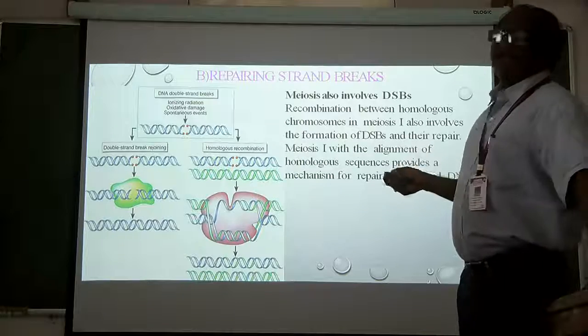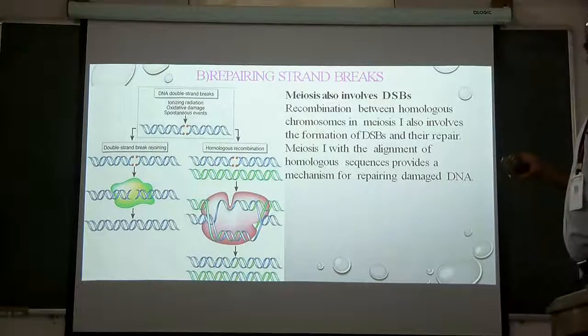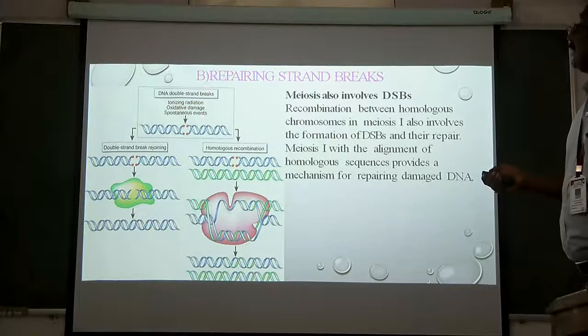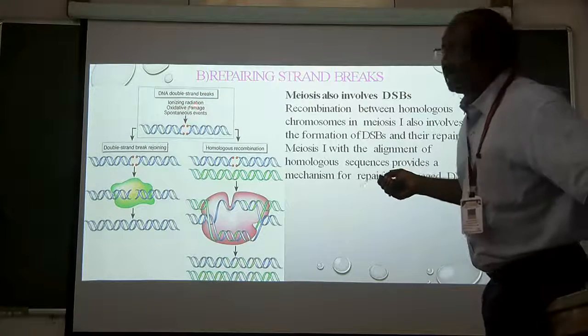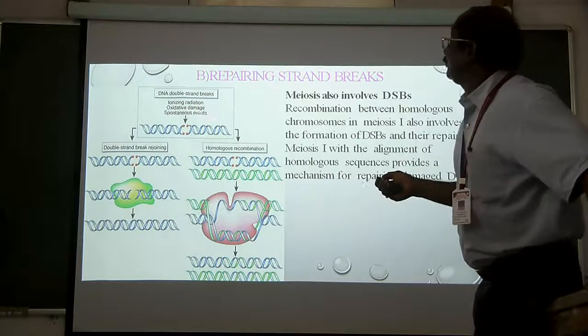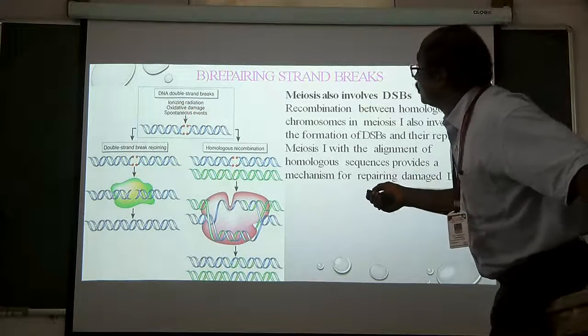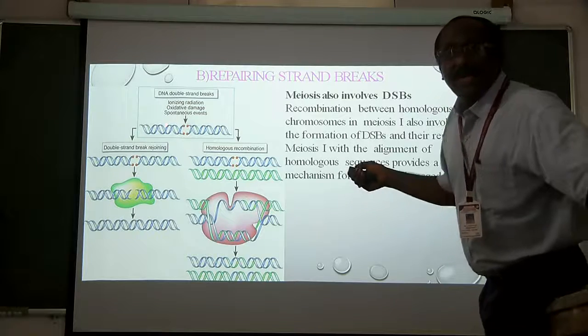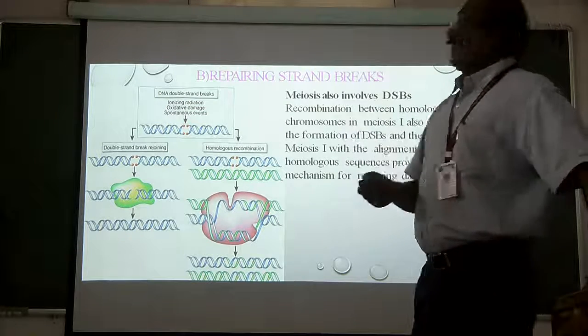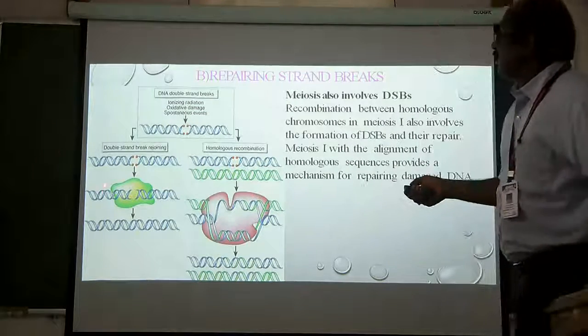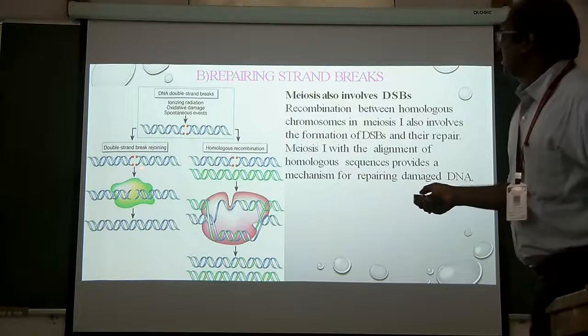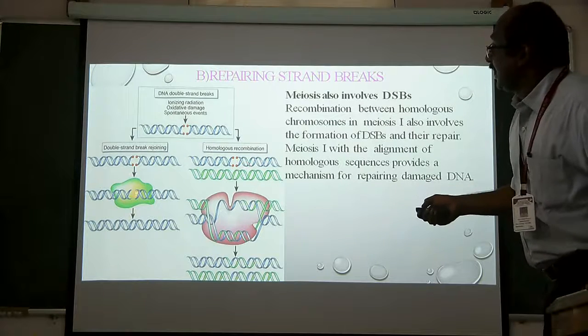So this is the repairing of strand breaks. Here you can see a double-stranded break caused by ionizing radiation, oxidative damage, or a spontaneous event. So you can see the DNA at both strands has been damaged, where strand breaking and joining has to take place and the homologous DNA has to be produced.